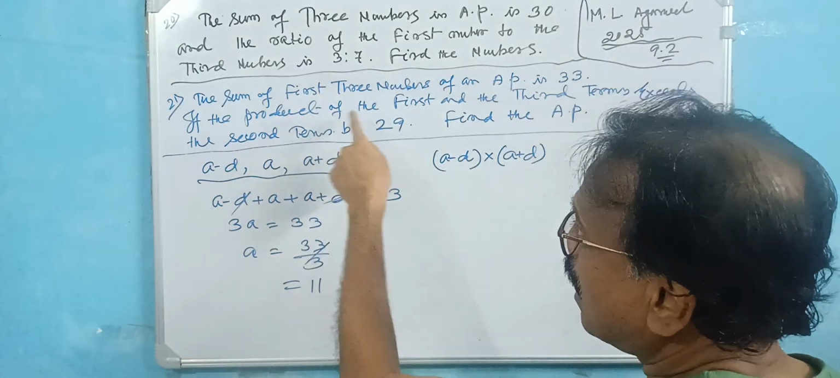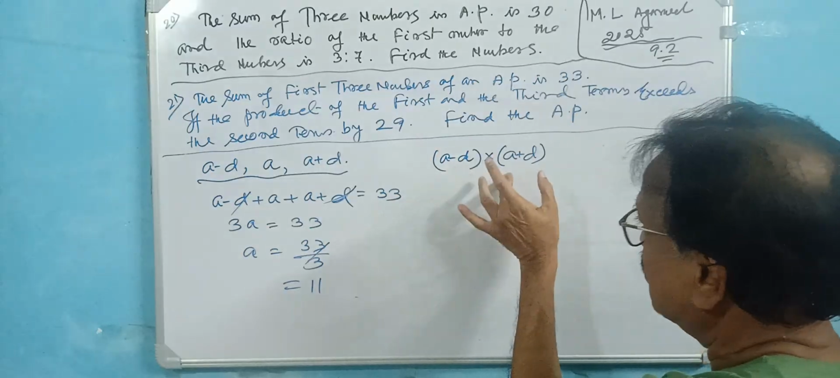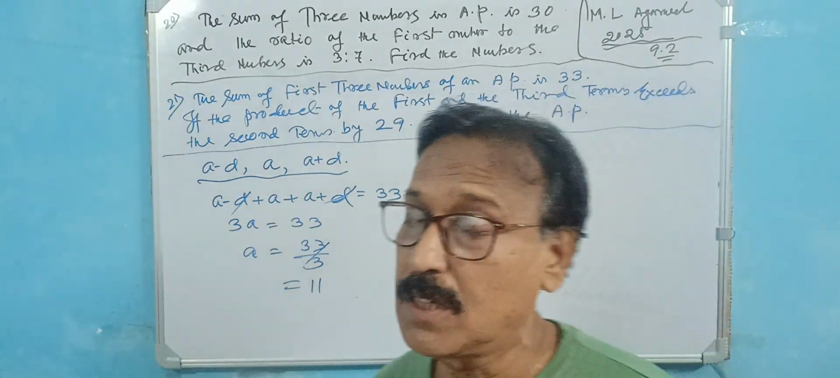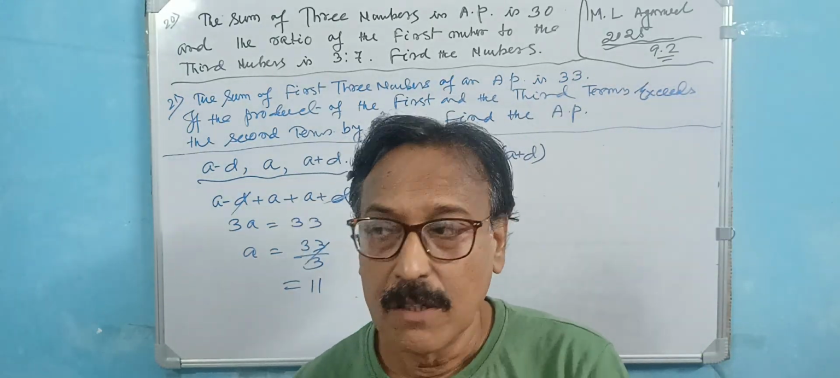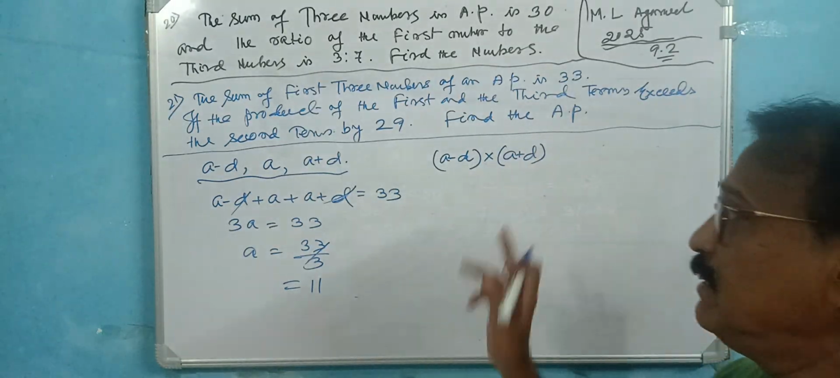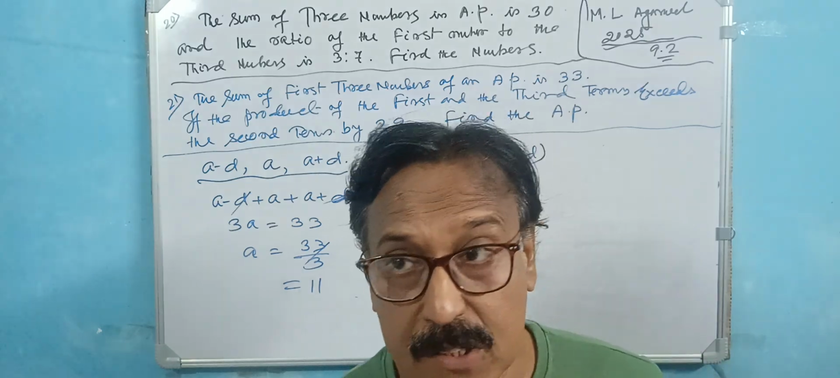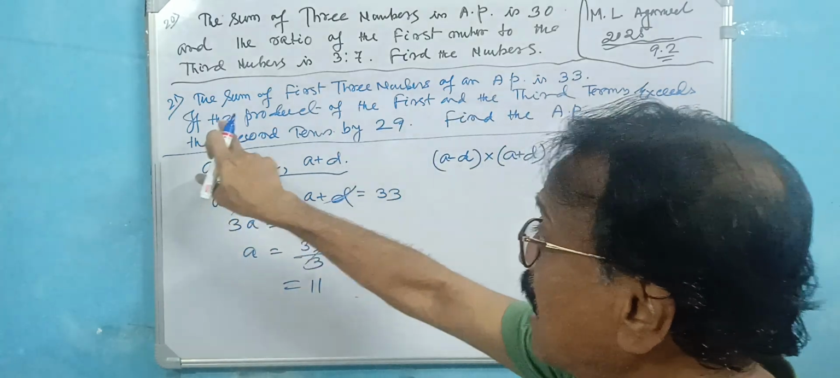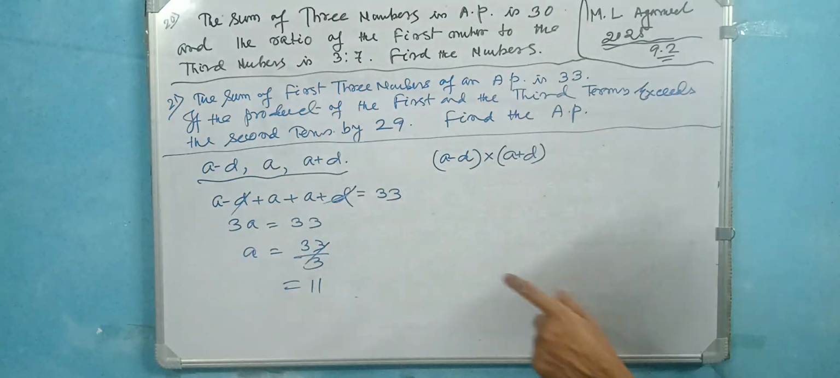If the product of the first and the third, you have to understand this part carefully. The equation is formed here. From there, if there is a mistake here, in that case the maths will be a mistake. Understand this part carefully. This line is very interesting and important to understand.